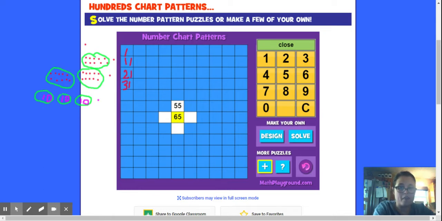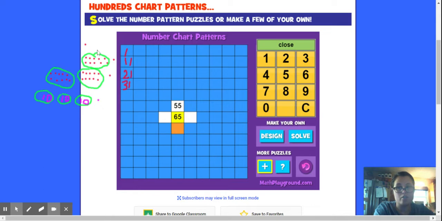So now that we know that number is 65, and it would have 6 groups of 10 and 5 extras, what would happen if we went down to the next box? Think about our pattern. What did we do? We need another group of 10, don't we? Are our extras going to change?